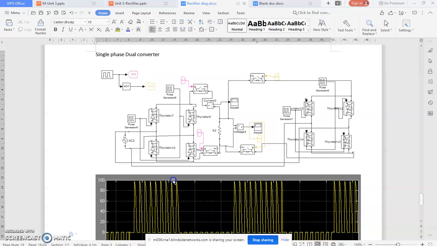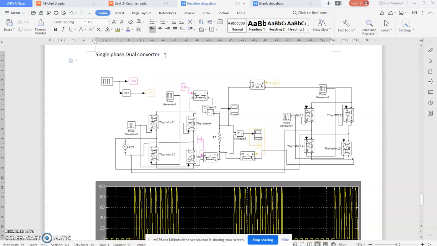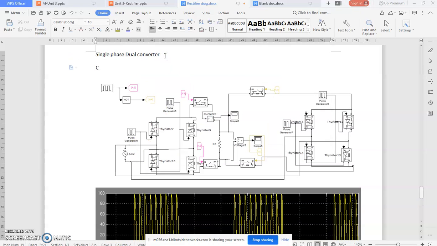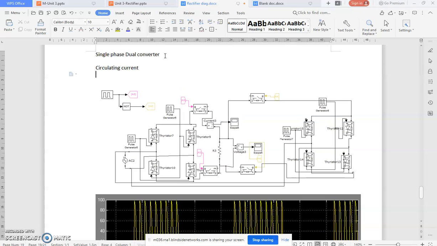Break means it is called a non-circulating. Dual converters are classified into two types. One is circulating current, the second one is non-circulating current. These two you should understand. So non-circulating means no connection.